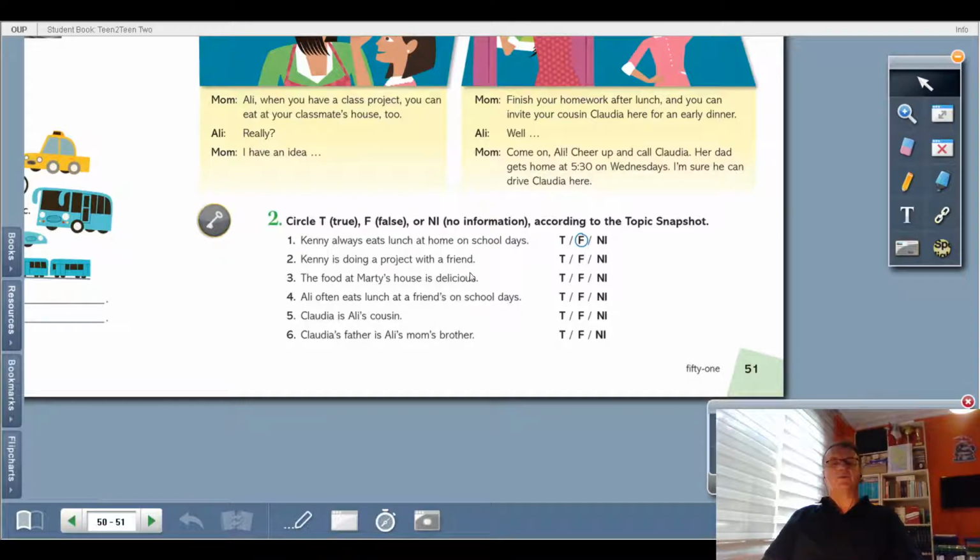2. Look at 2. Kenny is doing a project with a friend. 3. The food at Marty's house is delicious. 4. Ali often eats lunch at her friends' on school days. Claudia is Ali's cousin. And Claudia's father is Ali's mom's brother.